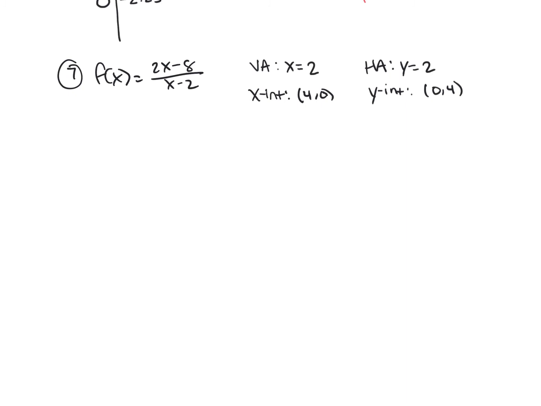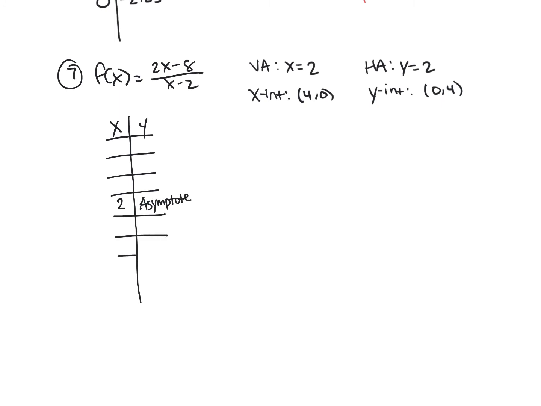So let's make our table. When we make our table, remember we're going to leave 3 blank spaces, 1, 2, 3. Then we'll write our vertical asymptote since that's our x value. So our vertical asymptote is x is equal to 2 in this case. And then we leave 3 more blank spaces, and this ensures that we have 3 points on either side of our asymptote to make sure we can see the full look of the graph.